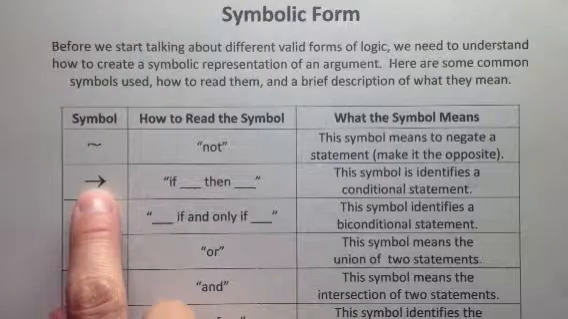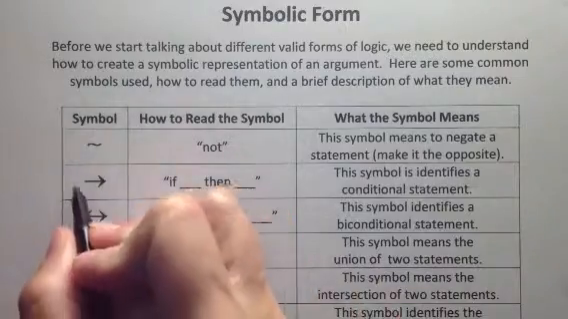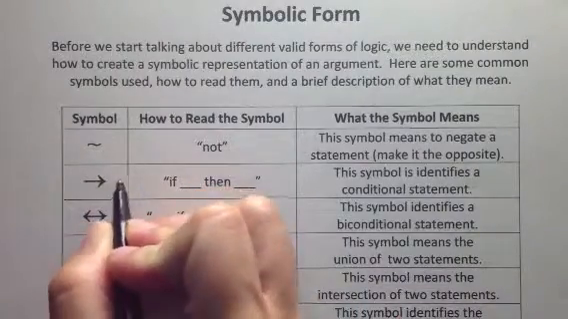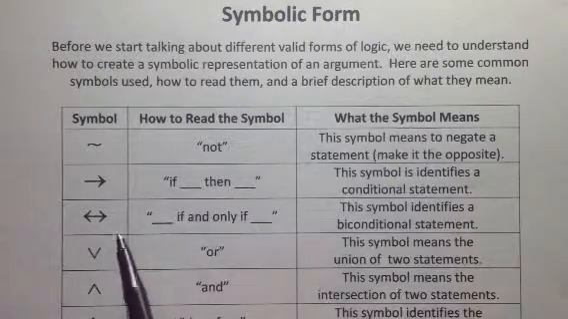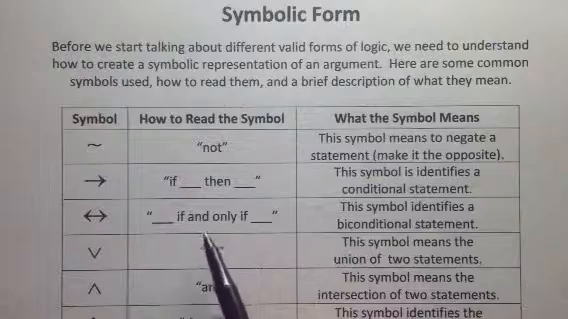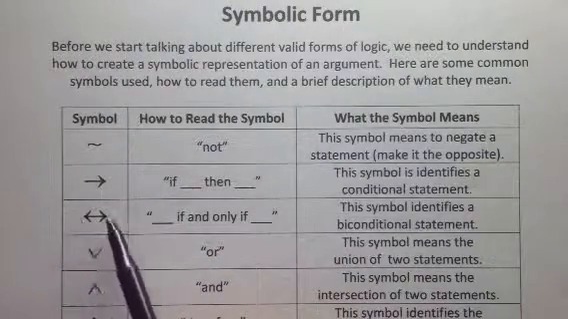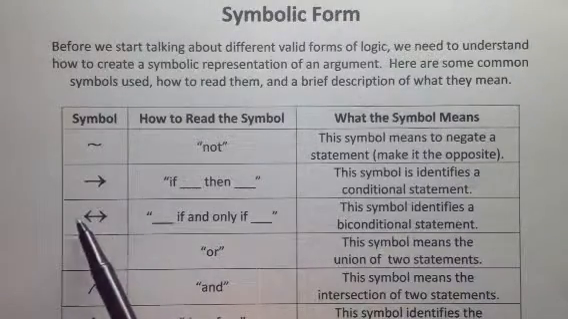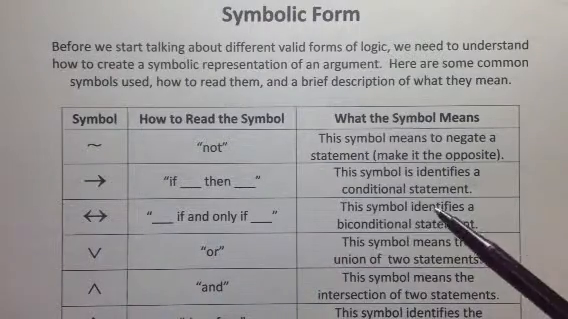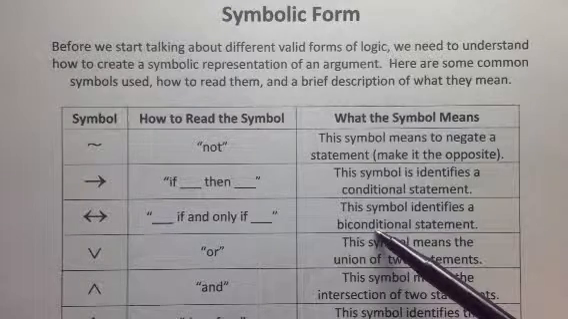Okay, this symbol is read as if something then something. So usually you have a letter in front. So if P then Q, that's our original conditional statement. Okay, this double-ended arrow, this is your if and only if statement. So like if I had a P and Q here, I would say P if and only if Q. And that is defining a biconditional statement. So when you see the double-ended arrow, you know you're talking about a biconditional statement.